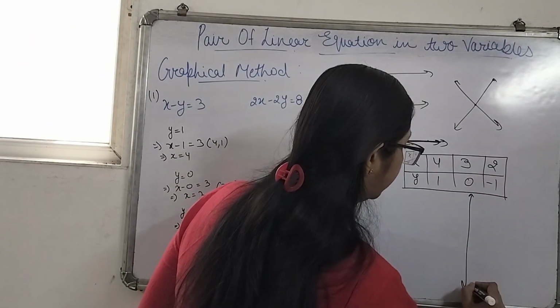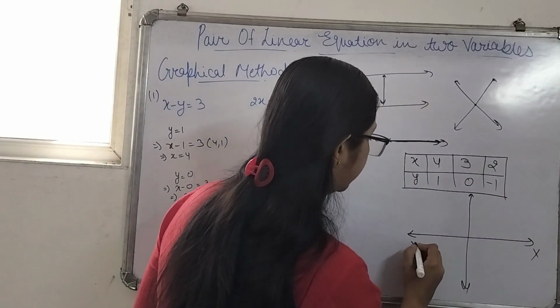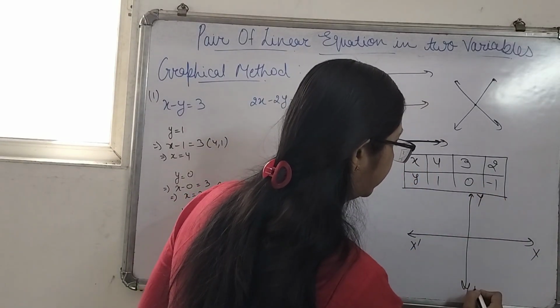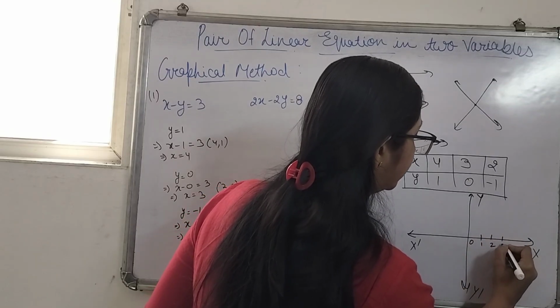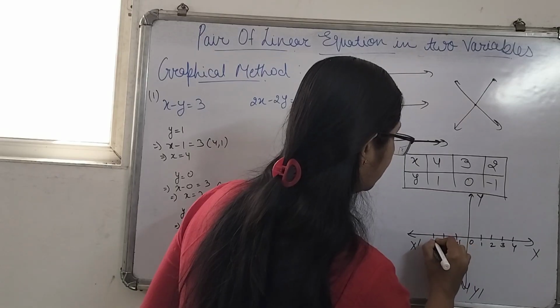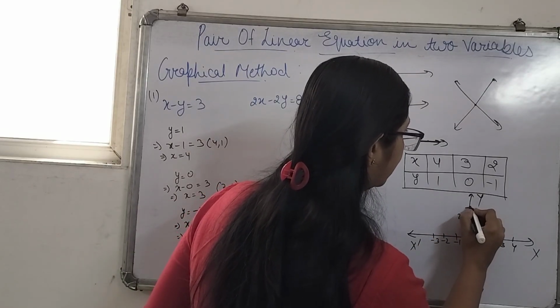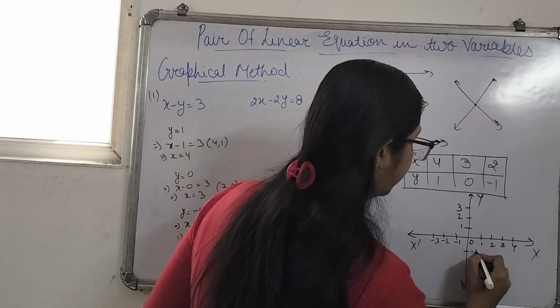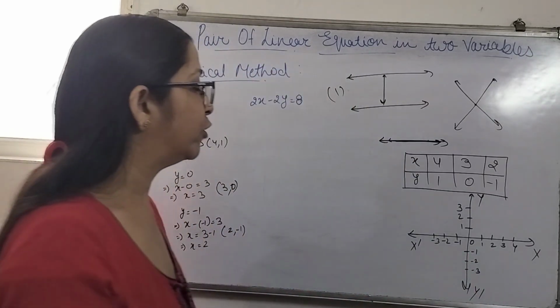Like this, we will be taking the x-axis here and the y-axis here. This is your x, this is x dash, this is y dash, this is the origin. Here it will be the positive direction. For x, it is negative x, minus 2, minus 3 like that. Here it will be positive y, 1, 2, 3. Here it is negative y, that is minus 1, minus 2, minus 3 like this. Now we will plot this.